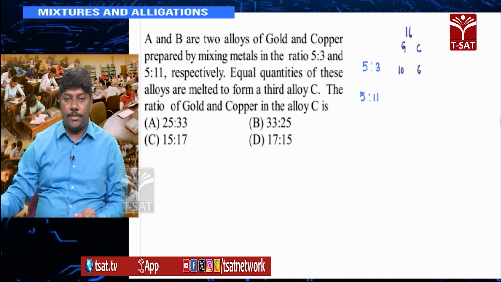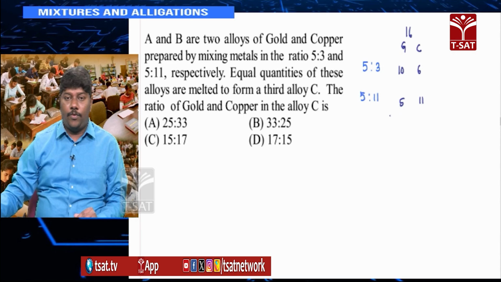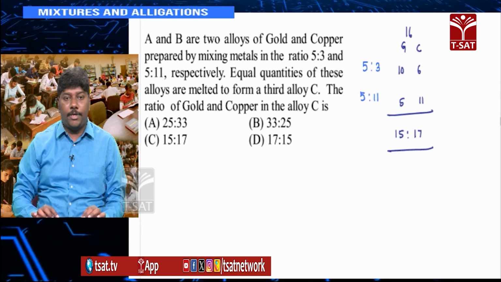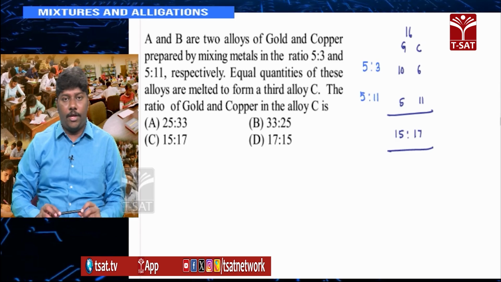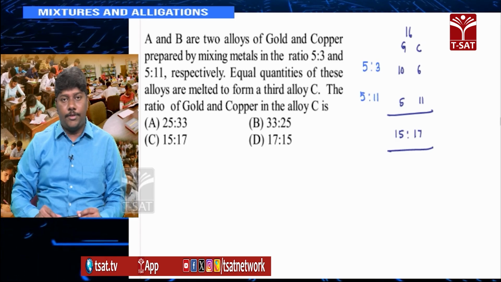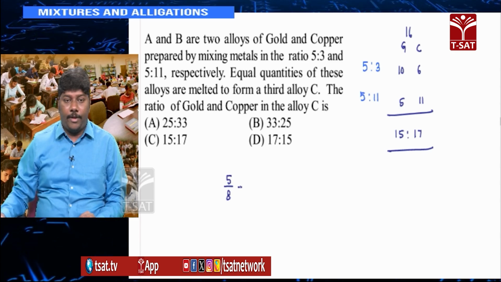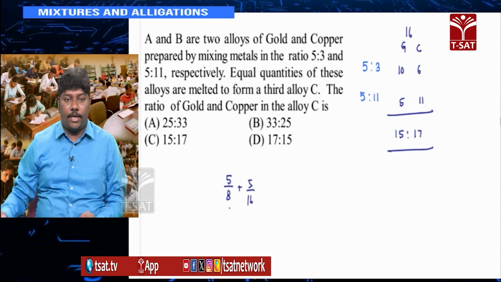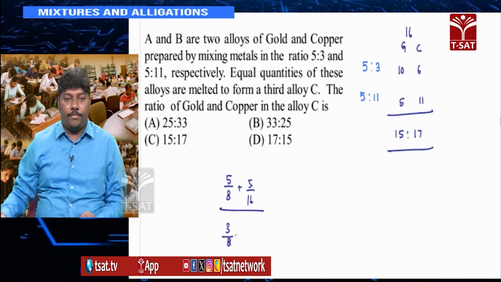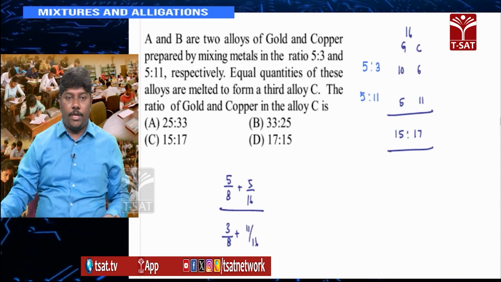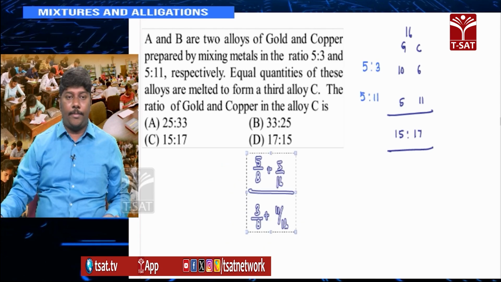Therefore take 10, 6, 5, 11. What is gold in the resulting mixture? 15. What is copper? 17. So he is saying gold and copper in the first one is 5:3, second one is 5:11. In the mixture it is 15:17. You can also do it by taking a 1:1 ratio, or else you can find it directly using ratios. Into ratios means 5/8 plus 5/16. This is gold in the first one, gold in the second one. What is copper in the first one? 3/8. Copper in the second one, 11/16. That's all. Okay, here also you will get the same answer.